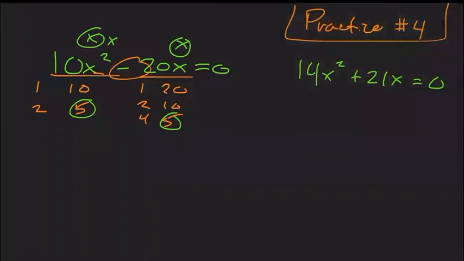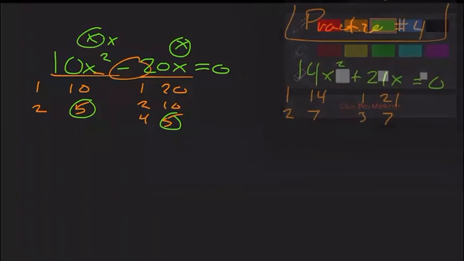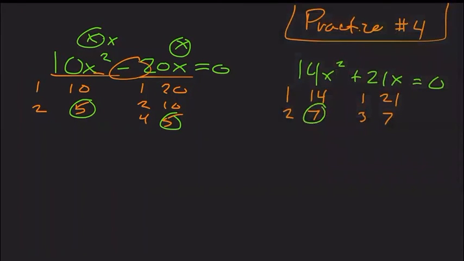So 14 and 21, these numbers are maybe a little bit tricky. 14 is just going to be 1 and 14, 2 and 7. 21 is 1 and 21, 3 and 7. I guess they're not that tricky. Biggest number they have in common is a 7. So we can take out a 7, and if you notice the pattern, we can also take out an x. This one has 2 x's, this has 1, so we can take out 1 x from them.